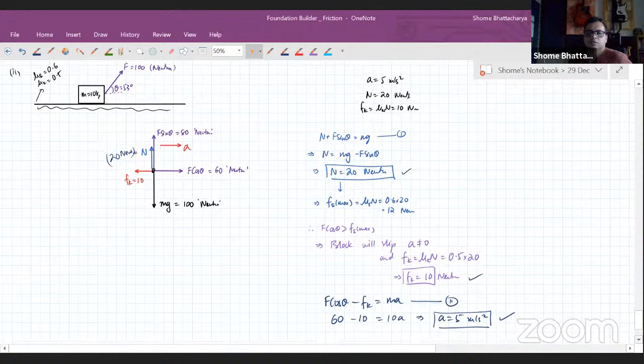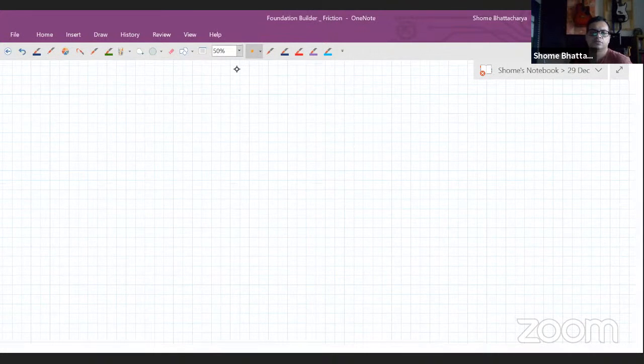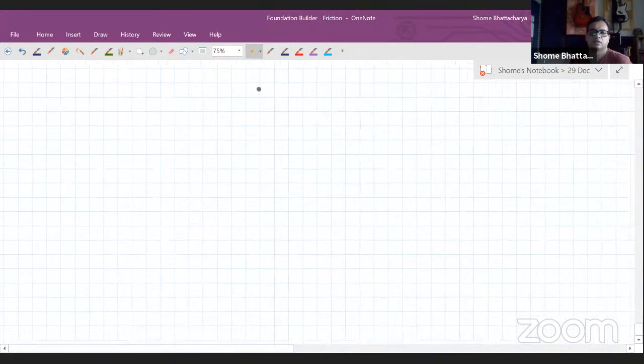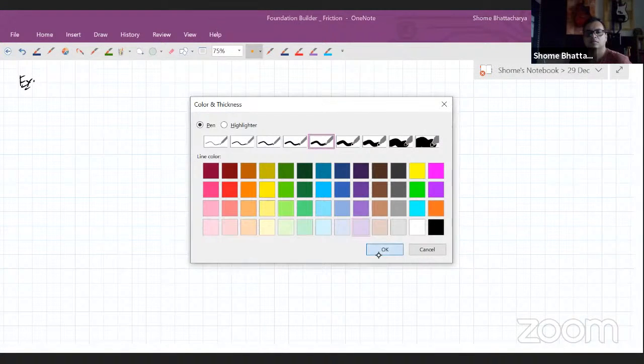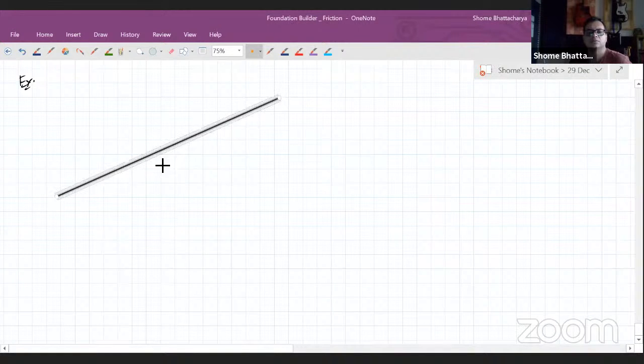Okay, people, so let's move on to another situation of rough surfaces. This time we'll look at rough inclined surfaces or rough inclined planes. So next example, let's take the situation of a block placed on a rough inclined plane and released from rest. And let's find out the condition for it to slip versus not slip.